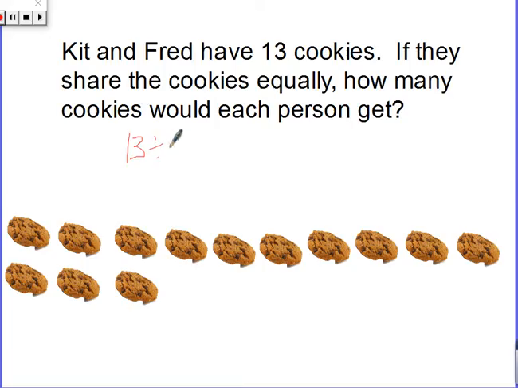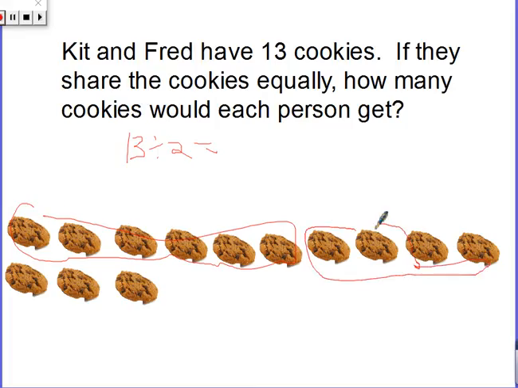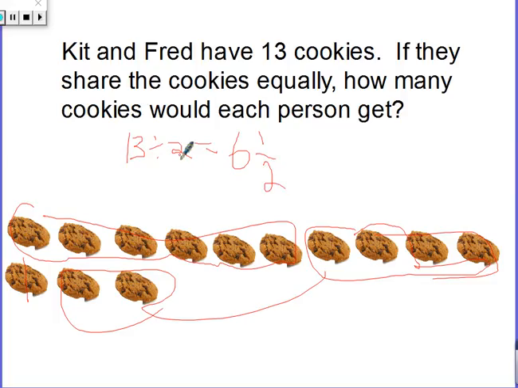If I do that, I look at what I know is close, and I know 12 divided by 2 is 6. So one person is going to get 6 cookies. But there is that one that's left over. Well, if I divide it equally, each person is going to get half. So I have 13 divided by 2 equals 6 and 1/2. That makes sense to me.